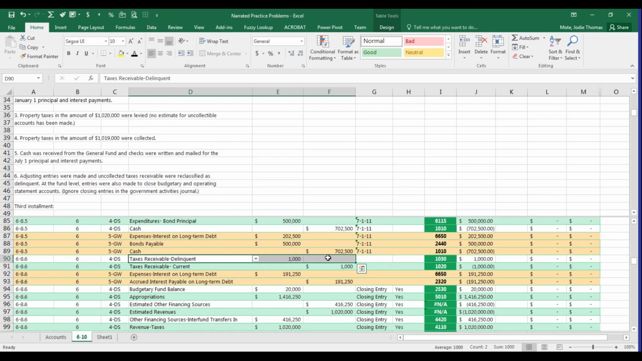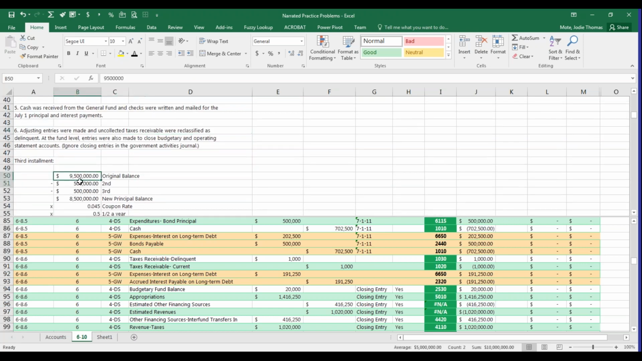And the other part of this entry, when it says adjusting entries, remember that we will be recording... We don't really accrue payables in the governmental funds. We do in the government-wide journal, the governmental activities column. Okay. And so again, this is how we have to do the same thing we did above.